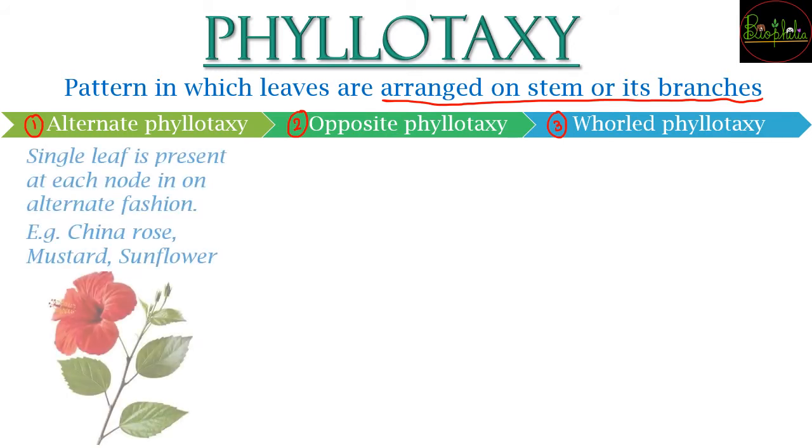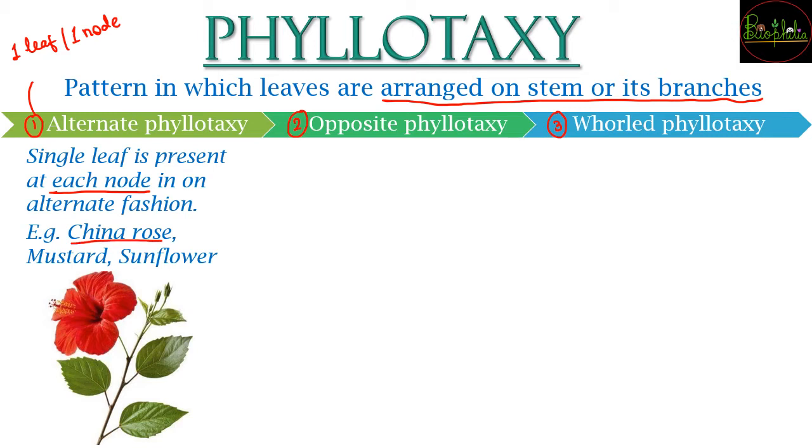In alternate phyllotaxy, a single leaf is going to be present at each node. One node, one leaf, that means it is alternate phyllotaxy. So you can remember alternate phyllotaxy as one leaf per one node. Okay, one leaf per one node, that is alternate phyllotaxy, which you can see in the case of China rose, that is hibiscus, in mustard and even in sunflower.